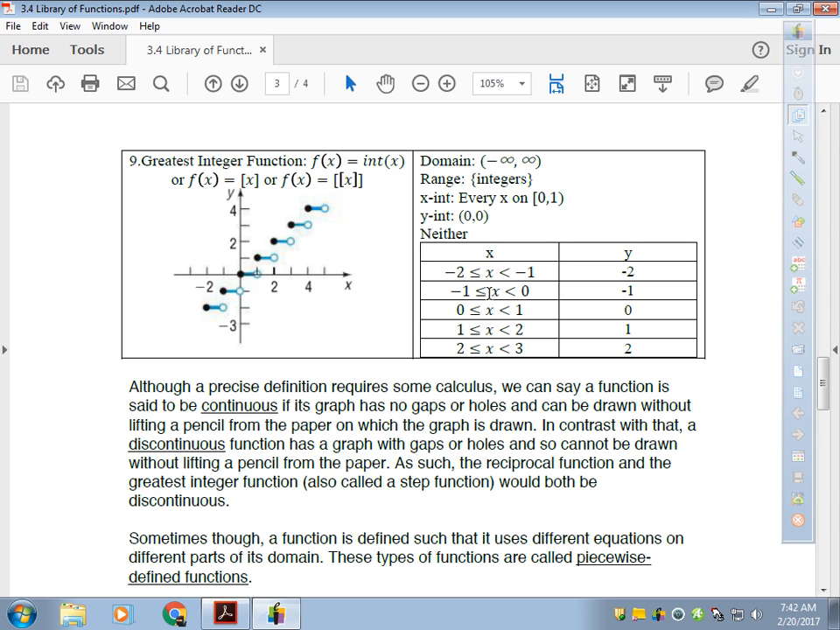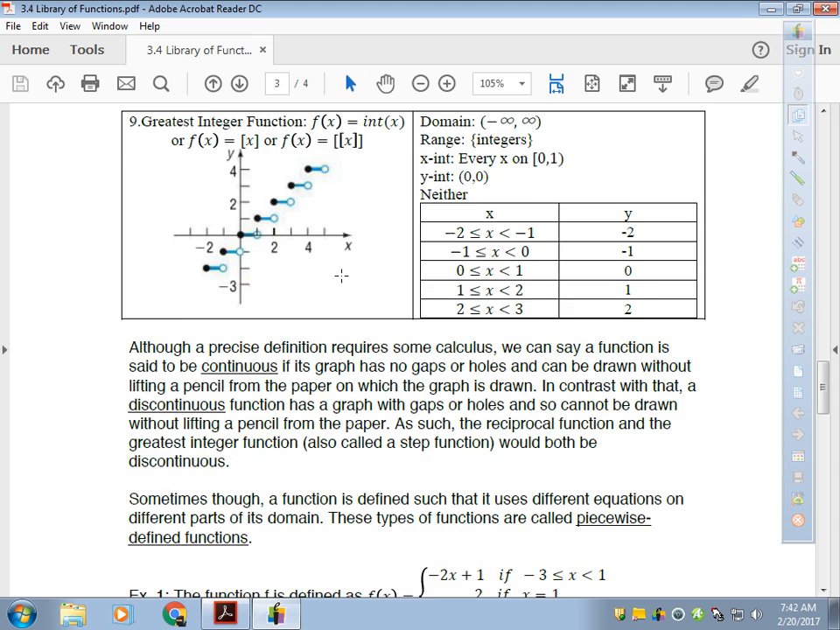If the x's are between -1 and 0, we round it down to -1, which gives us this little segment. If the x's are between 0 and 1, we round down to 0, which gives us this little segment. If the x's are between 1 and 2, it rounds down to 1, which gives us this little segment. And if the x's are between 2 and 3, it rounds down to 2, which gives us this little segment. Okay. So it's kind of a different thing, but it's not too hard to do. You just always round down.